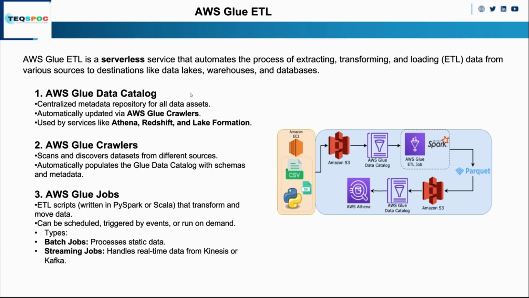So what is the AWS Glue Data Catalog? As I just said, it is a centralized metadata repository for all data assets, automatically updated via AWS Glue crawlers. We saw an option when creating the crawlers that we can crawl only the newer data or the later added partitions, just to include them in the Glue metastore or the Glue data catalog, or else we can scan the whole data. So it can work both ways. Whenever new data is added in S3, the Glue crawler will automatically update the data catalog.